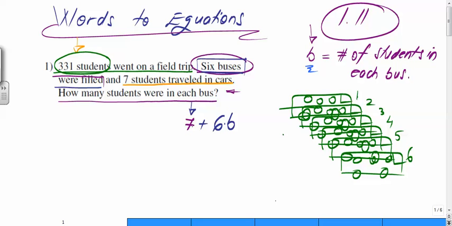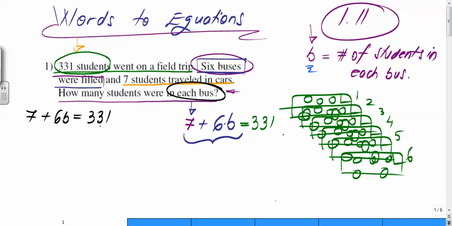And now all of this together will make what? Will make 331. So all of this, students by car and by bus, together should be 331. And this is your equation, and you have to solve it to find how many students you have in each bus, because that's the question of the problem. To solve that, I have 7 plus 6B equals 331.